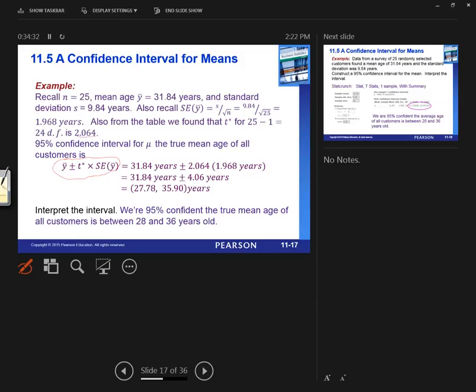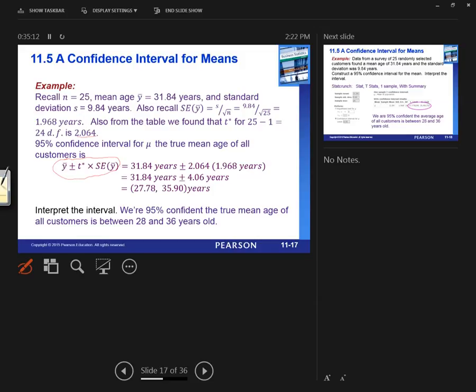So Y bar is the mean from the sample that was almost 32 years old, 31.84 years. We got our T star, which was 2.064. I told you a little more than 2. It's 1.96 for normal, but since this is a T, it's a little bit more than that. Then our standard error is S over the square root of n, and that is 1.968. We already calculated that. I multiply those together and got 31.84 years plus or minus 4.06 years. So this gives me 27.78 to 35.90 years.